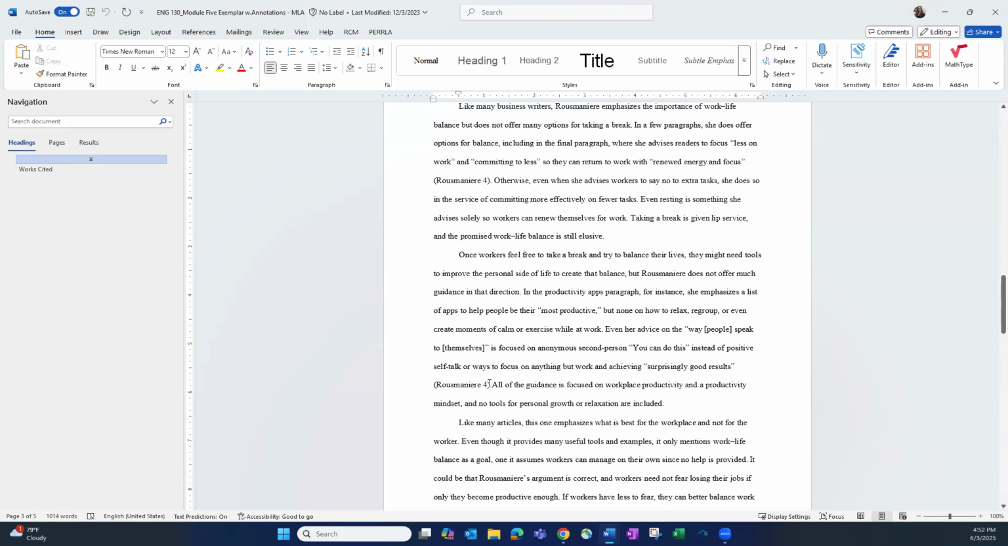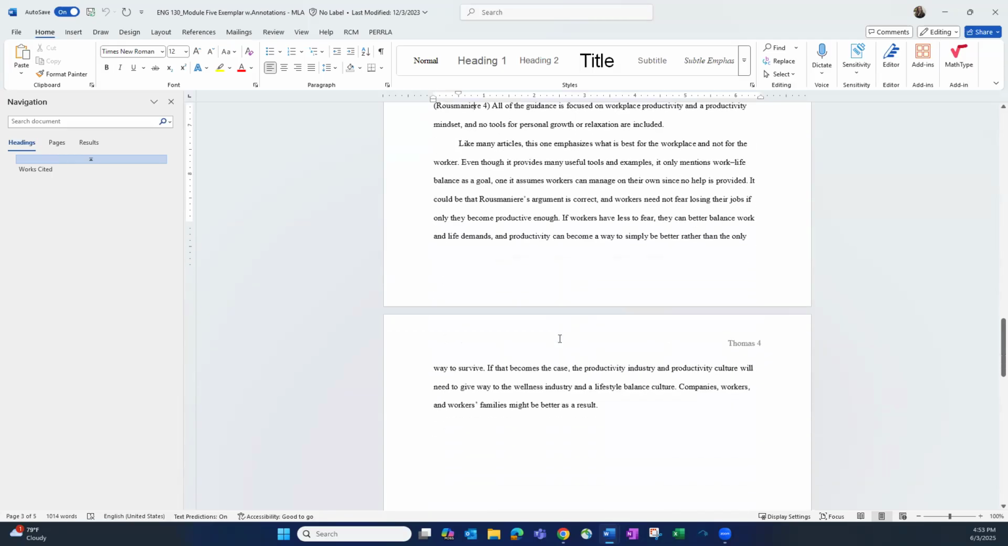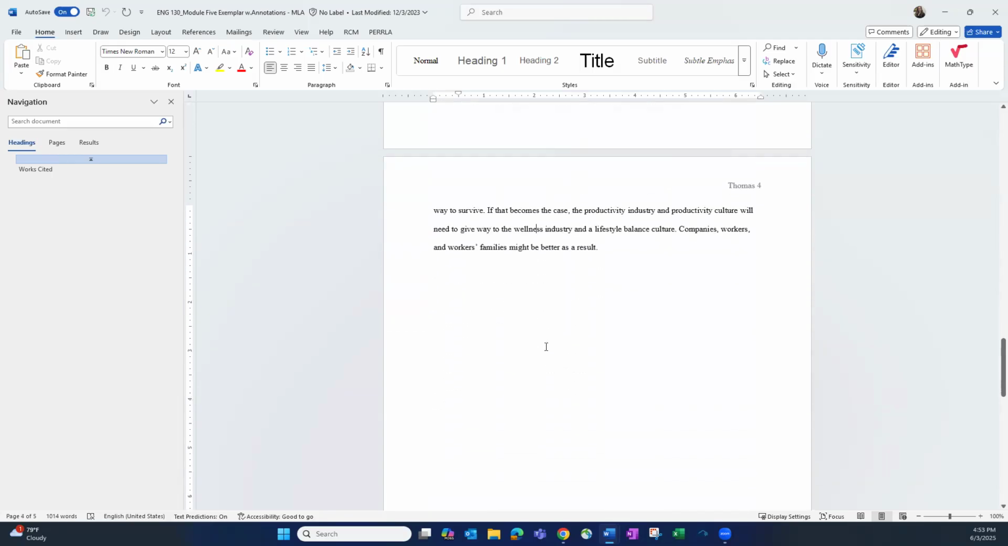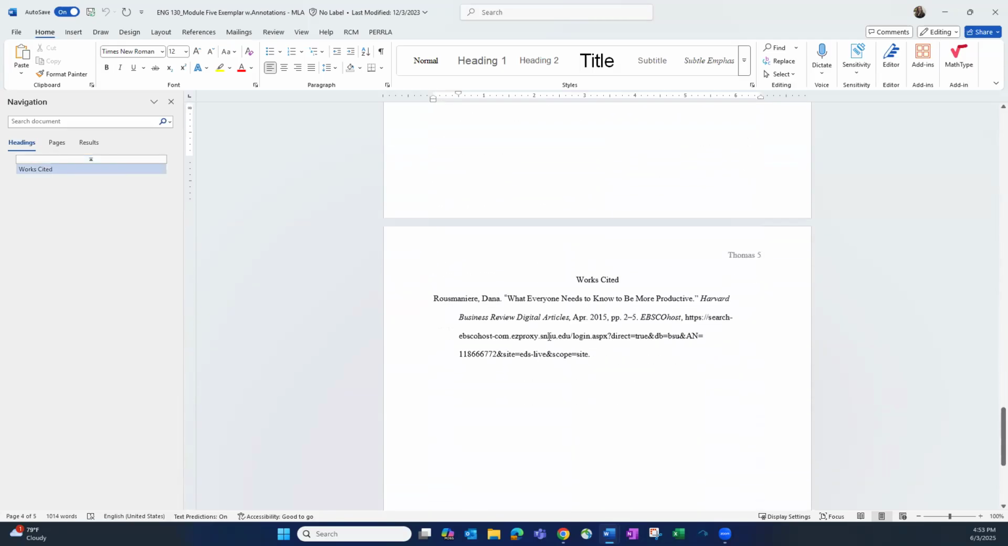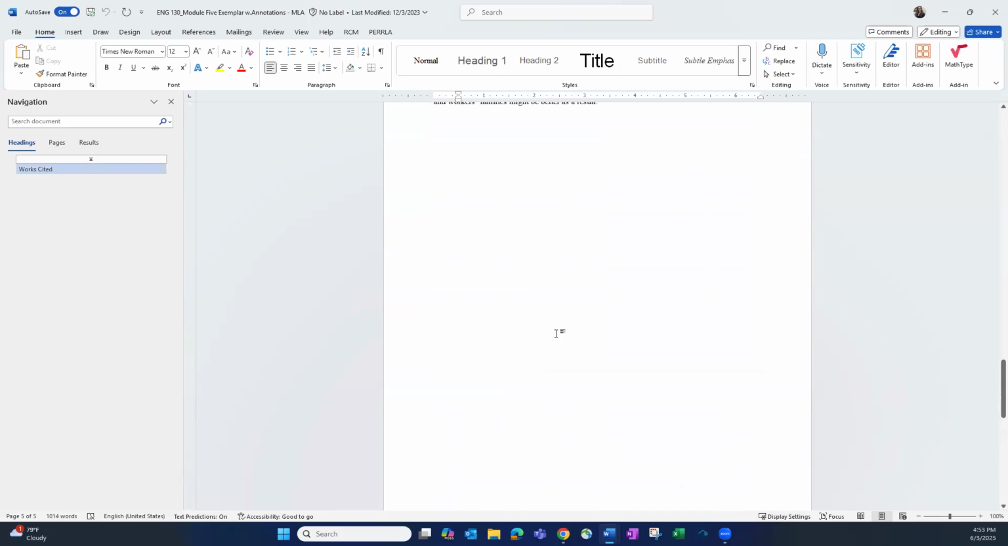Third body paragraph, additional evidence here as well. Notice properly cited, of course, and then the conclusion. Also, please do not forget that all important works cited page if you're using MLA, reference page if you're using APA.